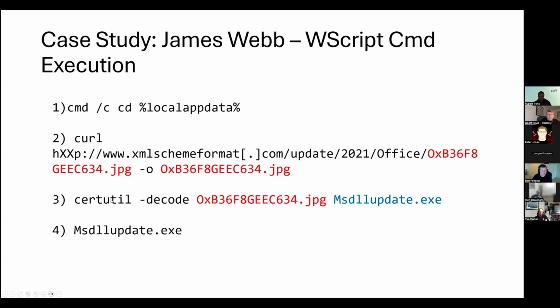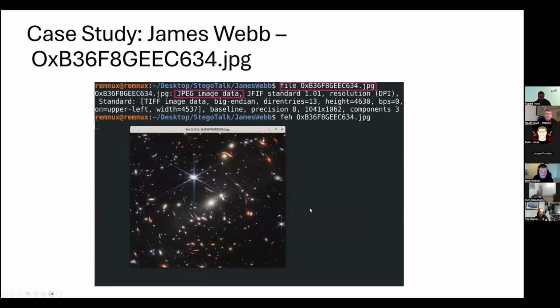Certutil is actually a native Windows binary. It is on all your machines. It's used by sysadmins to deal with certificates, so it's legitimate. The key point to notice here is that it decodes the image and converts it to an exe. So we can download this image ourselves and validate, look, this is an image. If you open this on your file system, you would see a photo of the James Webb Telescope. You wouldn't suspect this contained malware.